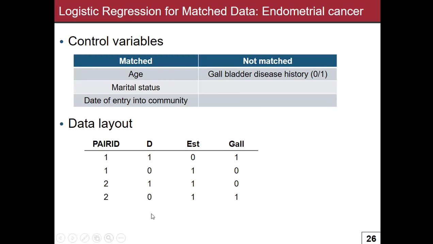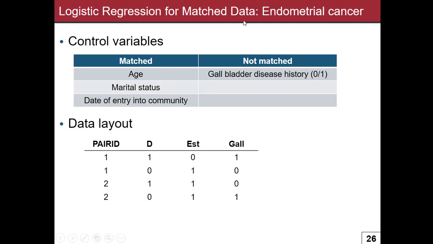So we talked about one of the limitations of this analytical approach, the stratified analysis approach, is that you're really stuck only controlling for factors that you matched on. In this study, they had matched on age, marital status, and a time variable, here, date of entry into the community. And that was in the control selection process, it was in the matching process.